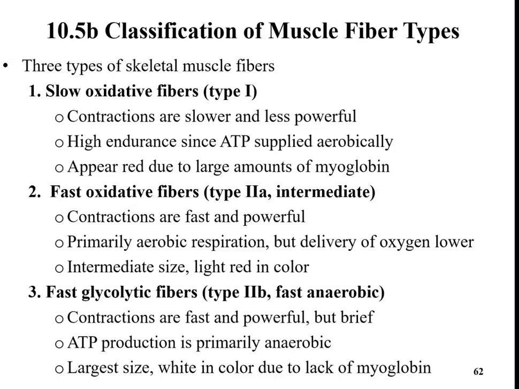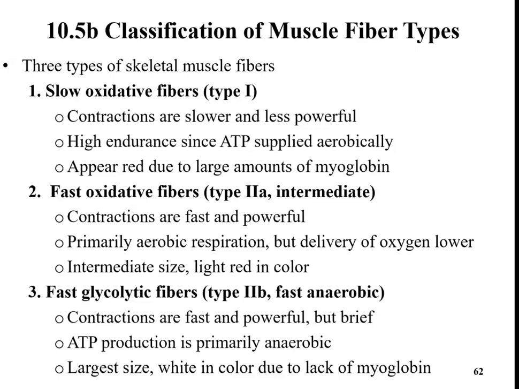Next, you have fast oxidative fibers. These are type 2A, or intermediate. The contractions are going to be fast and powerful, but they're going to primarily use aerobic respiration, but the delivery of oxygen is going to be lower than that in the slow oxidative fibers. They're intermediate in size and light red in color.